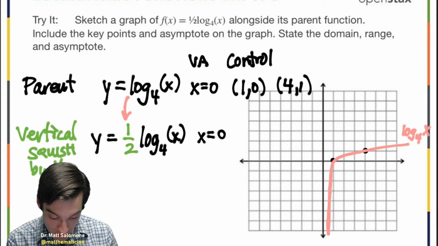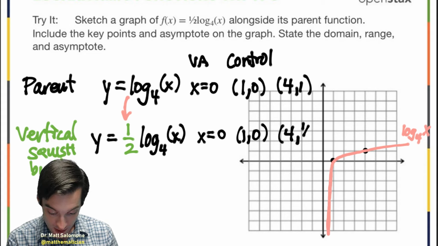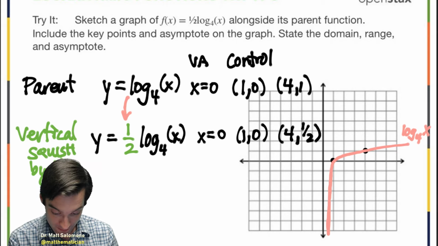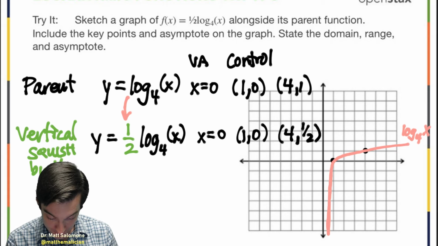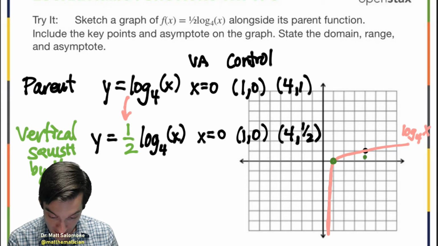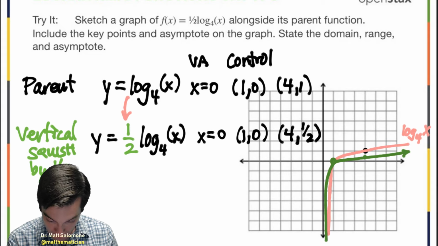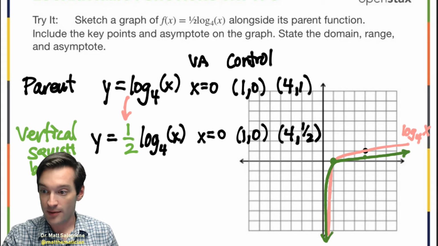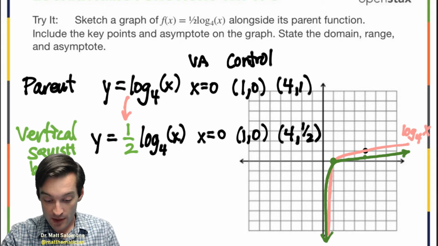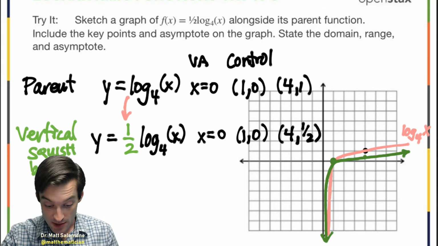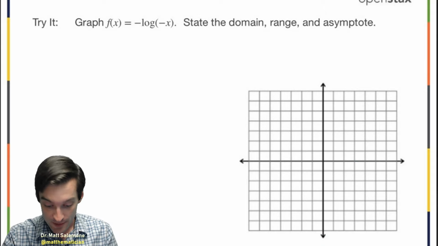Well, (1, 0) was already on the x-axis, so it doesn't move. But (4, 1) is going to move to (4, 1/2). And so my new graph is going to pass through the point (1, 0), but also through the point (4, 1/2). And its vertical asymptote remains the same. And so what we get is a graph that looks something like this, right? We've squished it by a factor of 2 in the vertical direction down towards the x-axis.